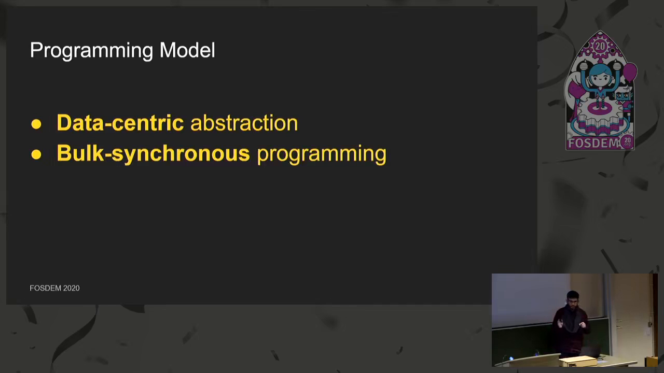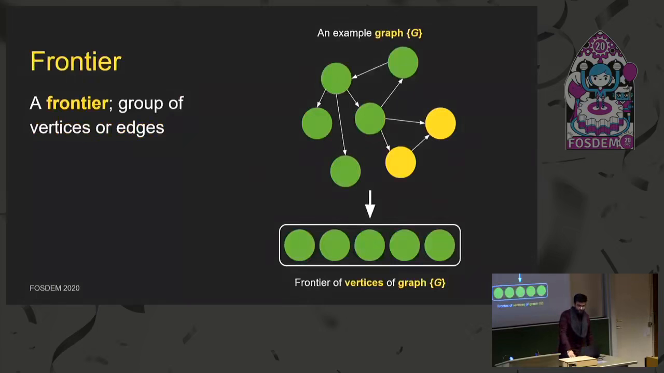I heard some people hint towards different graph programming models that exist and graph abstractions that you can use. Gunrock relies on the data-centric abstraction. Vertex-centric abstraction is another name for it. And it uses bulk synchronous programming models. So what do those two words actually mean?